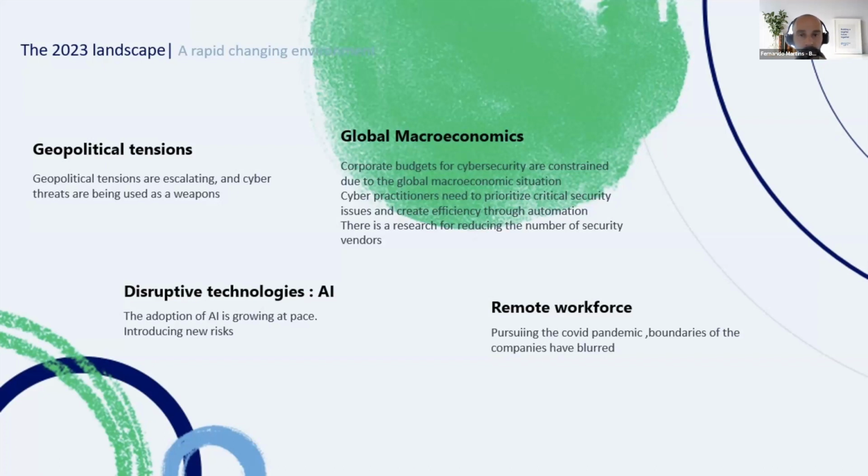The second one is we're struggling around the budgets in the companies. We are reducing the budgets, but we still need to fight against all those threats. So the global macroeconomics are not helping the cybersecurity practitioners, and they need to be much more creative. They need to reduce their costs, and they need to go through automation.